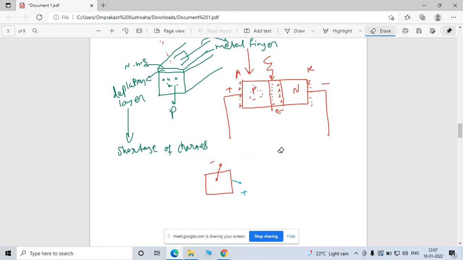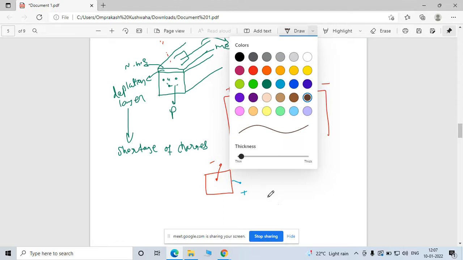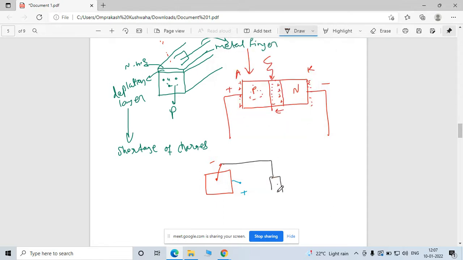Here you connect all your load. The second terminal is connected to this positive terminal. With the accumulation of electrons here, this is nothing but your load. Electrons flow from this side to this side, so the flow of current is from the positive to the negative terminal. Such is the working of one single cell.